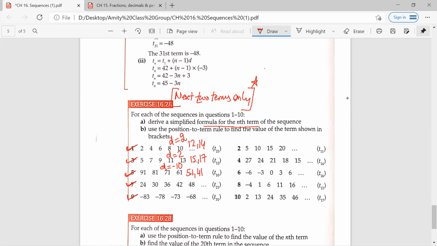Question number 7. Saumyaji. For question number 7, the next two terms are 54 and 60, and the common difference is 6. Shabash. Sanviji, next two terms. The next two terms are -63 and -58. Common difference? Common difference is 5. Shabash. Great.